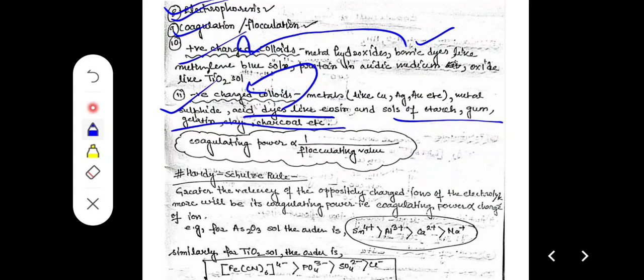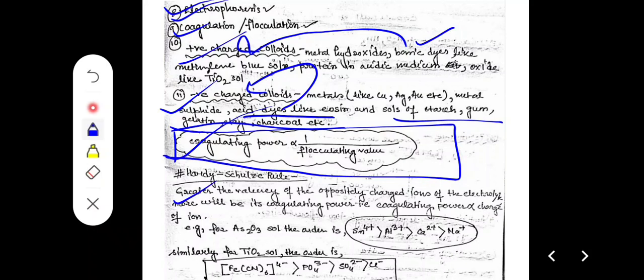Now always remember that coagulating power is inversely proportional to flocculating value, that is, coagulating power is proportional to 1 by flocculating value. Now consider the Hardy-Schulze rule. The higher the valency of the oppositely charged ions, meaning the higher the charge, the more will be the coagulating power. Coagulating power is proportional to charge, and they always precipitate.